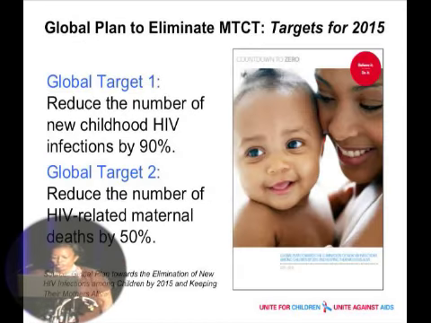So the global plan was launched last year at the high-level meeting in New York, HIV meeting, with the goal to reduce new pediatric infections by 90%, and also the second goal is to reduce the number of HIV-related mortality in women.